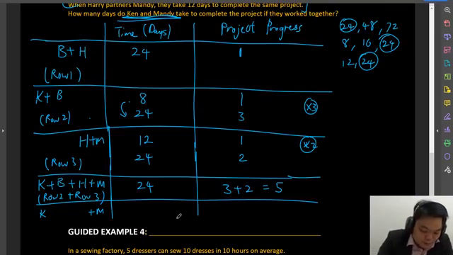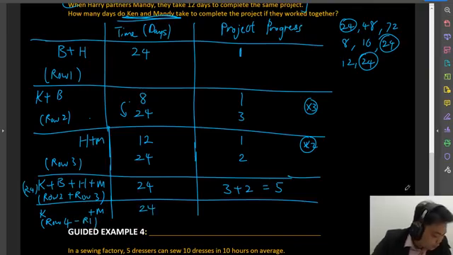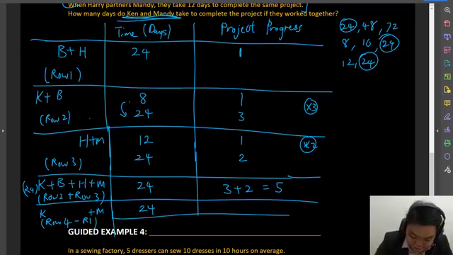So we will take row 4. Let's just call this row 4 for short. We take row 4 and minus off row 1. Then we would now say that in the 24 days, they would be doing 5 minus 1 to give you 4 projects. So K and M in 24 days is going to produce 4 projects.